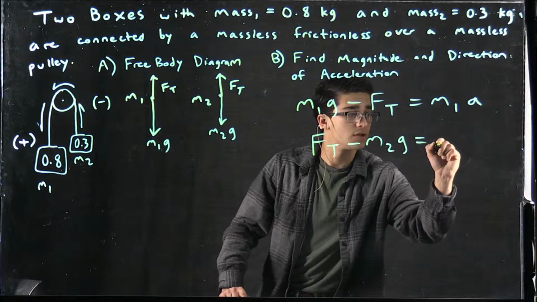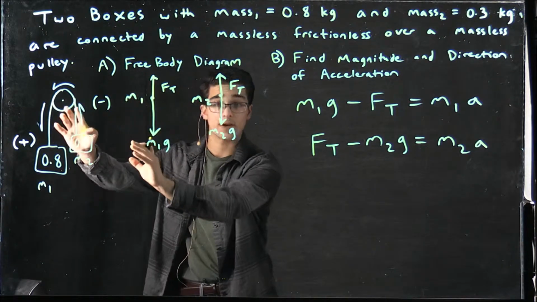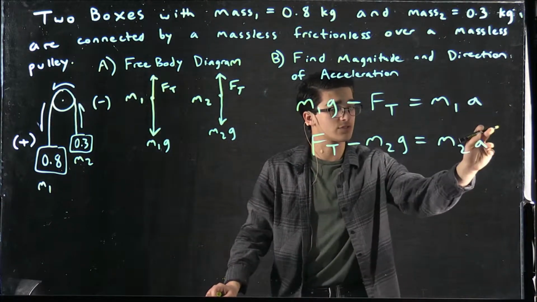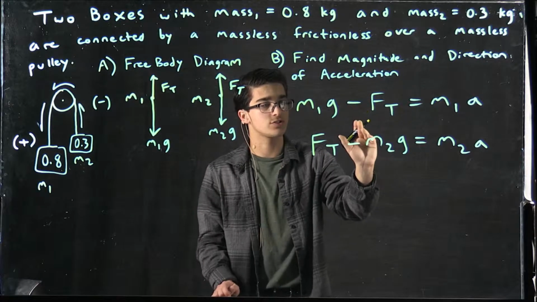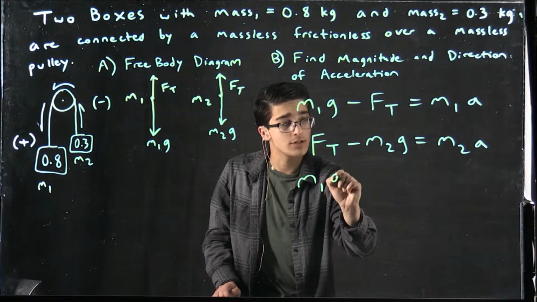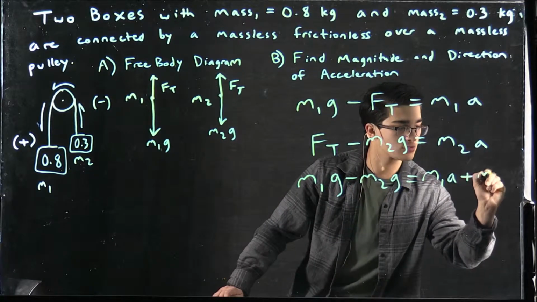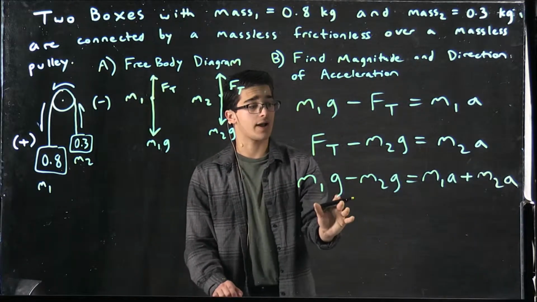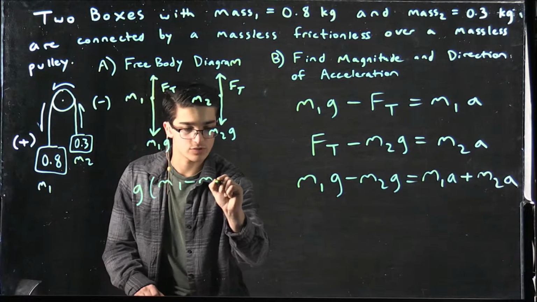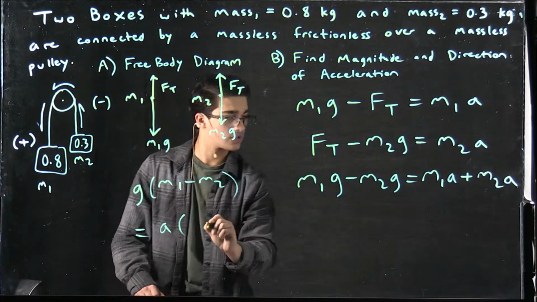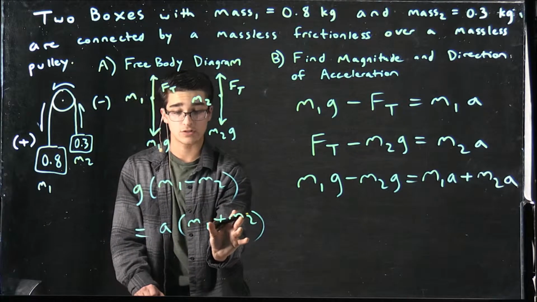Now, for the other object, we're going to have tension force minus M2G equals M2A. Something important to know is that these two objects are moving at the same acceleration. They're in a system. So this acceleration equals this acceleration, which will make it a lot easier to figure out. To figure out the acceleration, we're going to add these two equations together, which gives us M1G minus M2G equals M1A plus M2A. Now we're going to factor out the G and the A on these sides, so it will be G times M1 minus M2 equals A times M1 plus M2. And we're going to divide by M1 plus M2 on both sides.